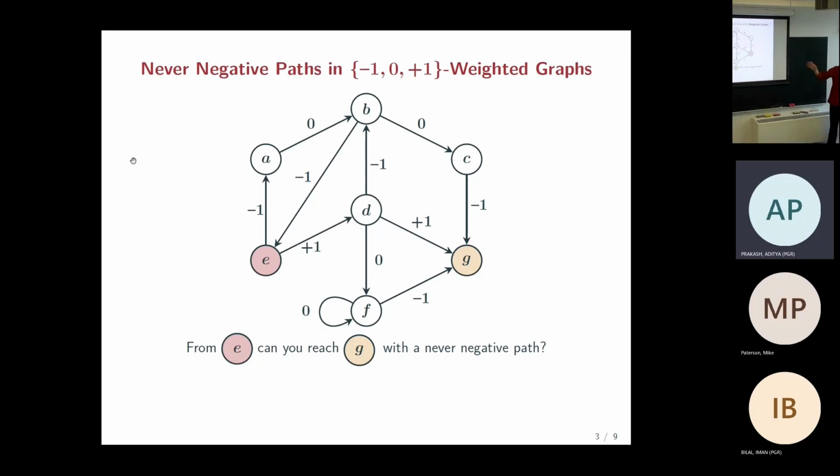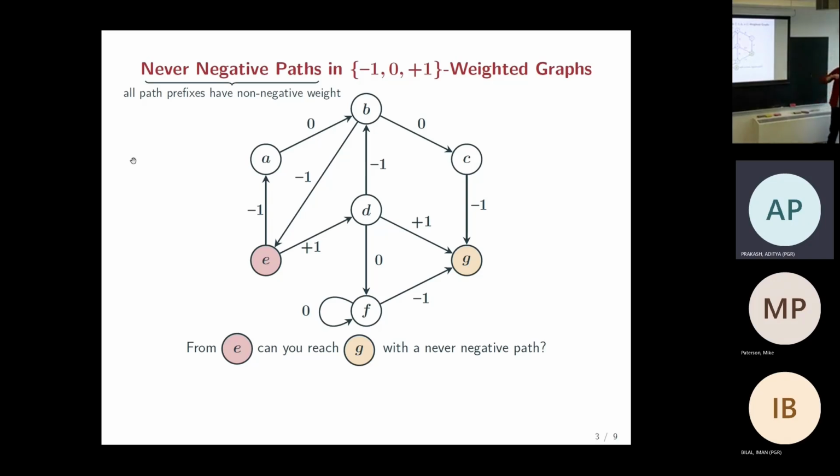And I'm asking about a slightly different problem now. I'm asking for this, quote, never negative path problem. So I'm now asking from E, can you reach G where every prefix of the path remains non-negative? You can think of this as when you're at E and you add the weights at the edges as you step along, the value that you maintain stays non-negative.